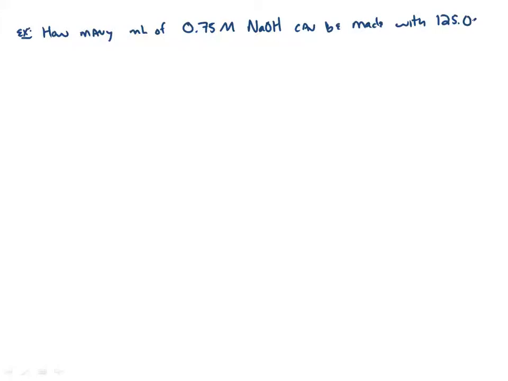Okay, another variation of that problem. How many milliliters of 0.75 molar NaOH, and I'm picking on NaOH just because it's as good a thing as any, how many milliliters of 0.75 molar NaOH can be made with 125.0 grams of NaOH?